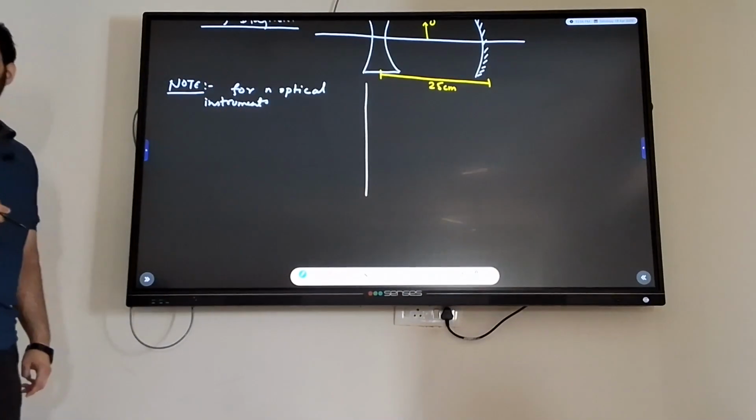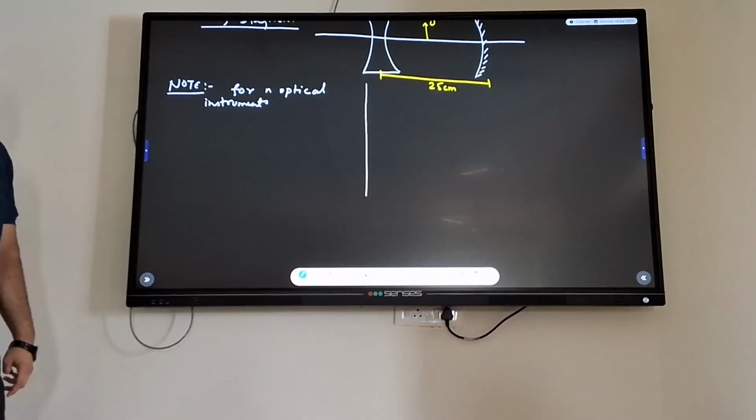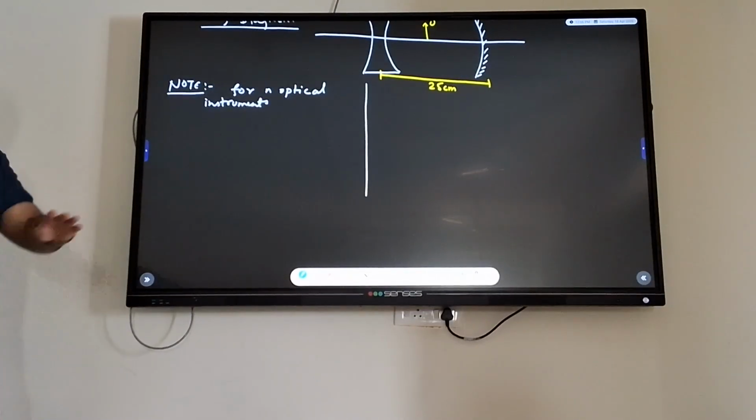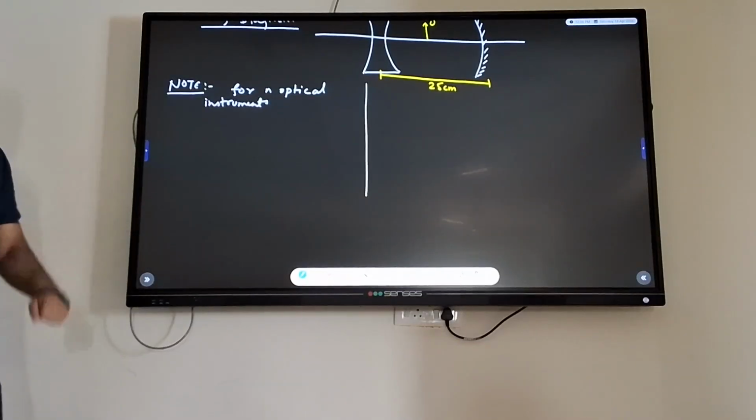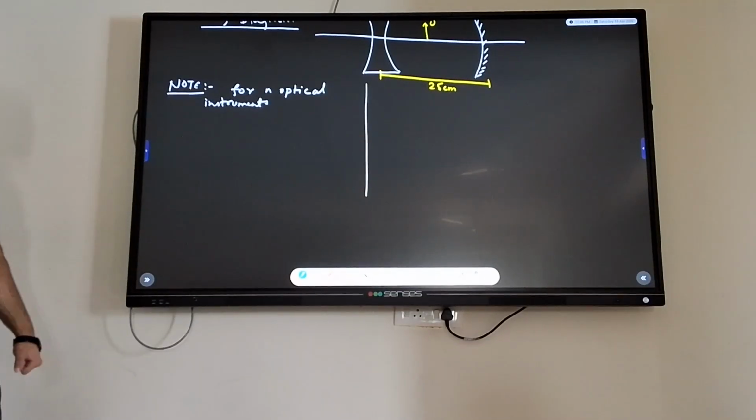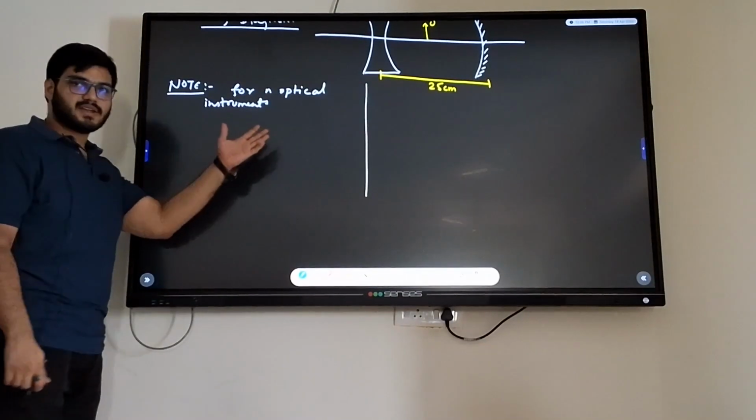We will prove this result when we talk about the compound microscope and everything else. But that we will do at the end of everything. I will come back to this topic later, but for now, just take it as a note.